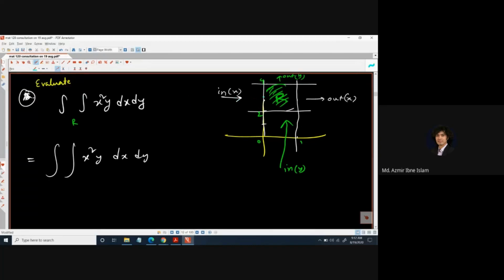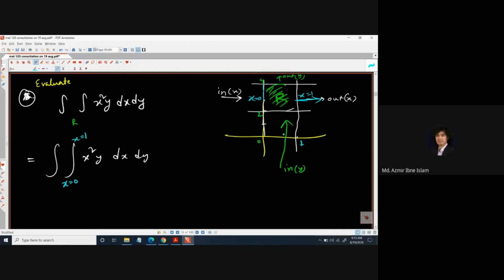So in of x, what line is coming first? This vertical line is coming. Do you understand what the equation of this line is? This is x equal to 0. So this is the inside, that means in of x, so the lower limit is x equal to 0. The upper limit of x is coming as 1, so it is x equal to 1. Based on this, you can understand this line is x equal to 1. So the x limit is done.